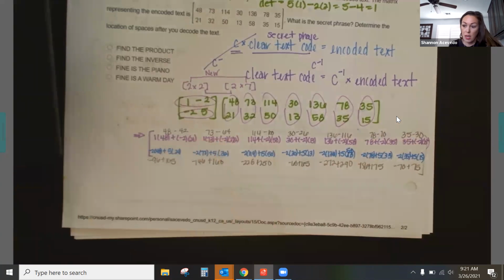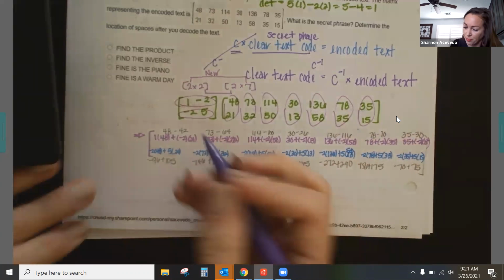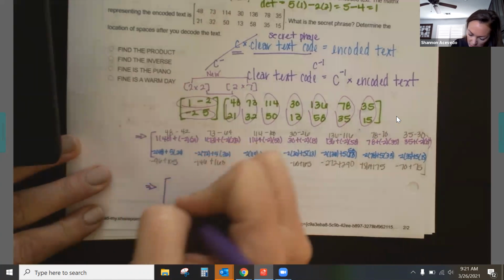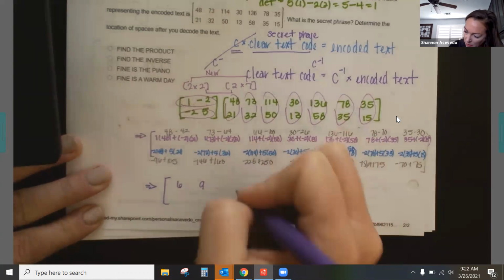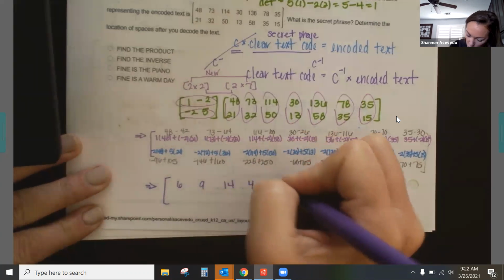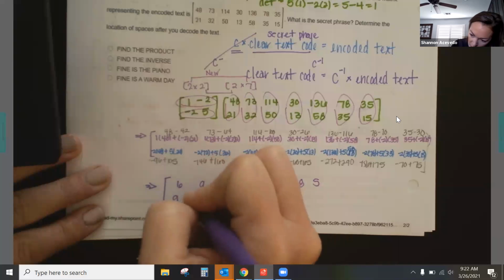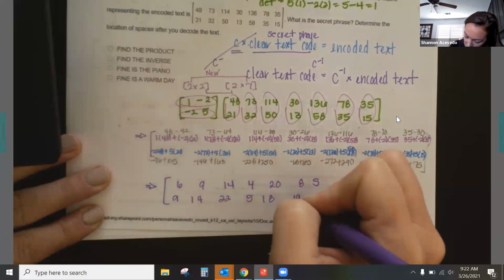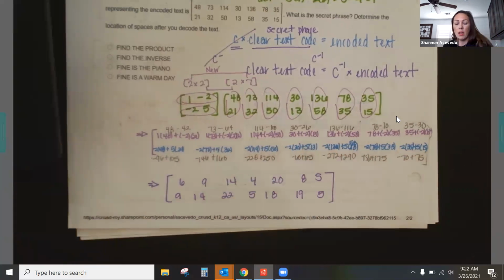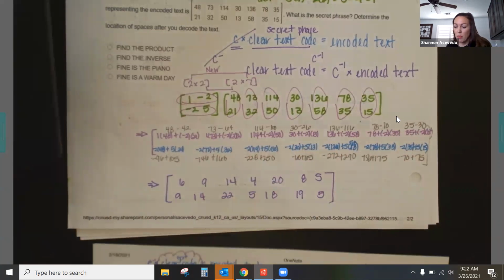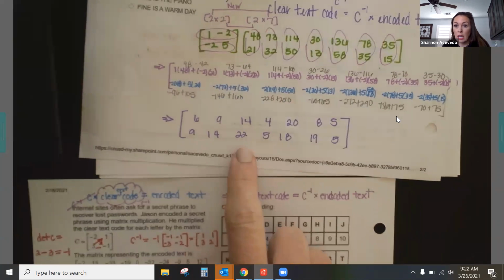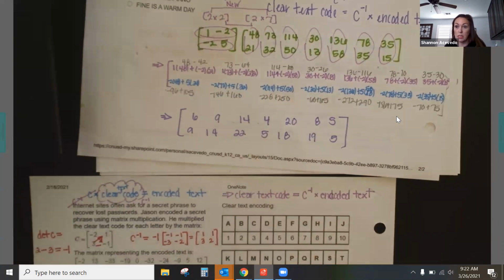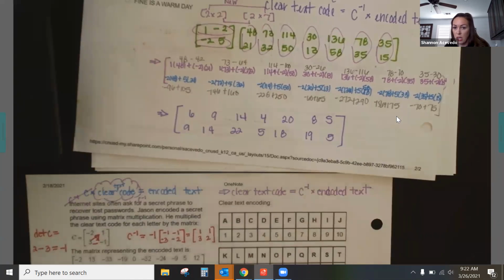And I end up with, all cleaned up, 6, 9, 14, 4, 20, 8, 5, 9, 14, 22, 5, 18, 19, and 5. Kind of a lot of work just to simplify, I know. And then we just go ahead and match up. You shouldn't have any negatives because it's only going to be values from 0 to 26. If you don't have a value from 0 to 26, you did something wrong. So it's always going to be something so that we could code it out this way.